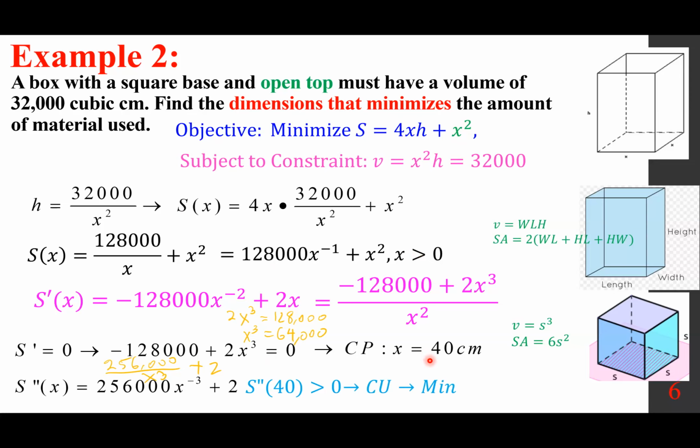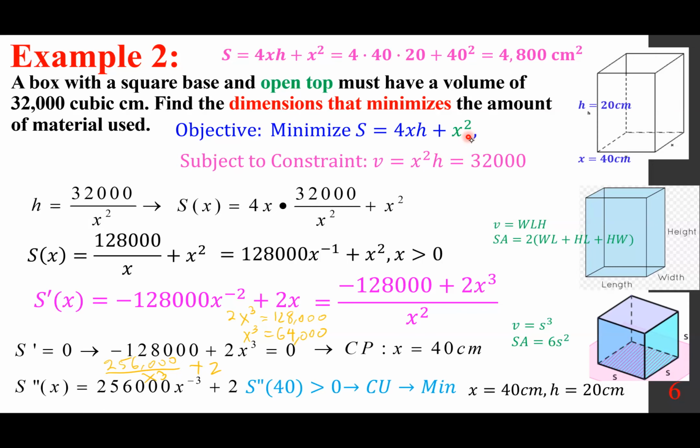What is h? Either use this formula or this formula, and h becomes 20. So those are the dimensions. What would be the minimum surface area? You can put it into this formula. Okay, so x is 40, h is 20. Put it into the formula to find the surface area, which is 4 times 40 times 20 plus x squared, which is 4,800.